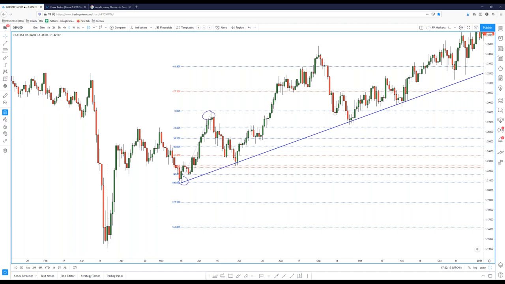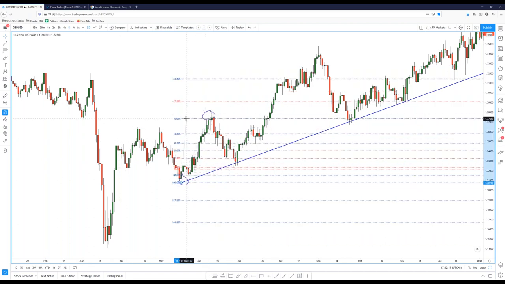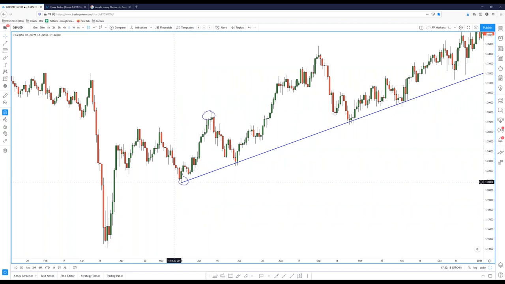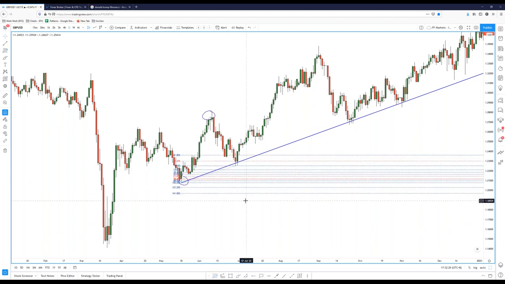Okay, from where it touches the trend line, then move the Fibo drawing to the next touch point. Okay, wait, you're saying to the next touch point. So this is the first point it touches the trend line. This is the second point it touches the next trend line. So you're saying draw a Fibo from this point to the next touch point.